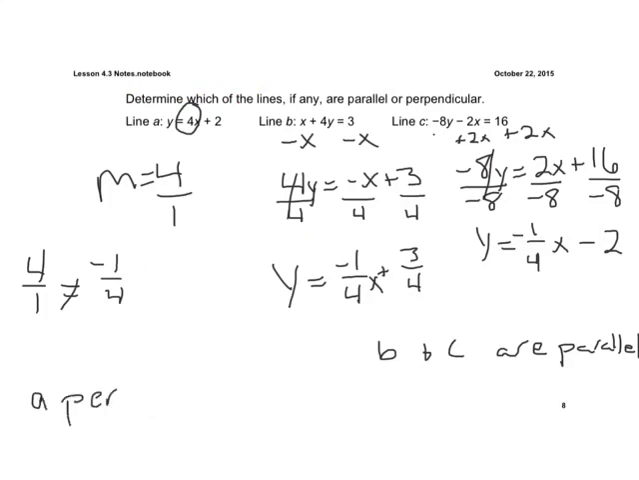So notice, line A will be perpendicular. We'll just abbreviate here. Line A is perpendicular. Look at the slopes for B and C. Negative 1/4, negative 1/4. Those are negative reciprocals of line A's slope. So A is perpendicular to B and C. They'll form a right angle.